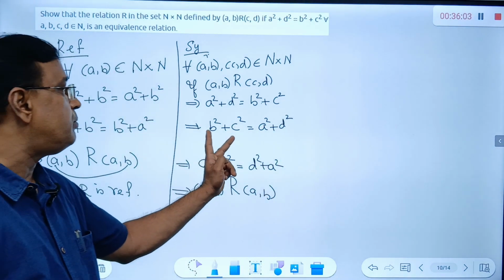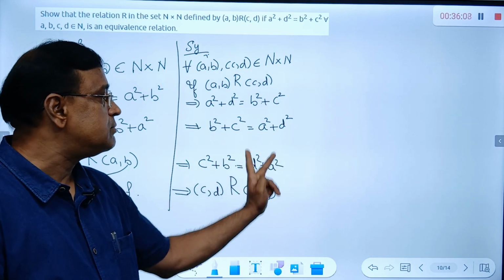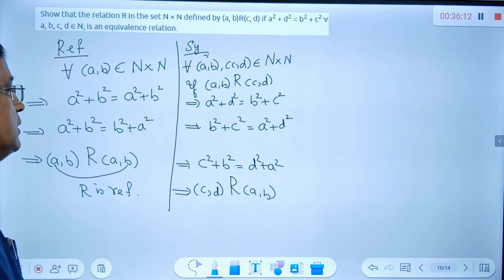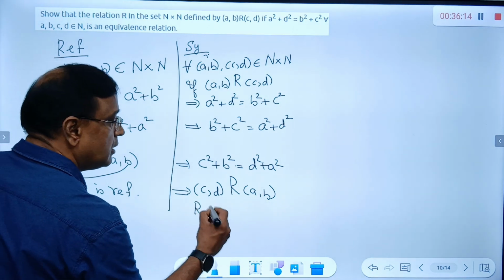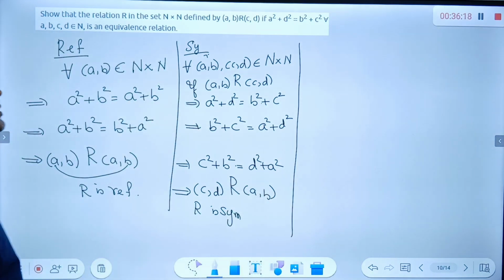Now by commutative property, b square plus c square is c square plus b square, and a square plus d square is d square plus a square. Hence you prove it. Now, all are natural numbers. Therefore R is symmetric. Wonderful, isn't it? Now let's go to transitive.